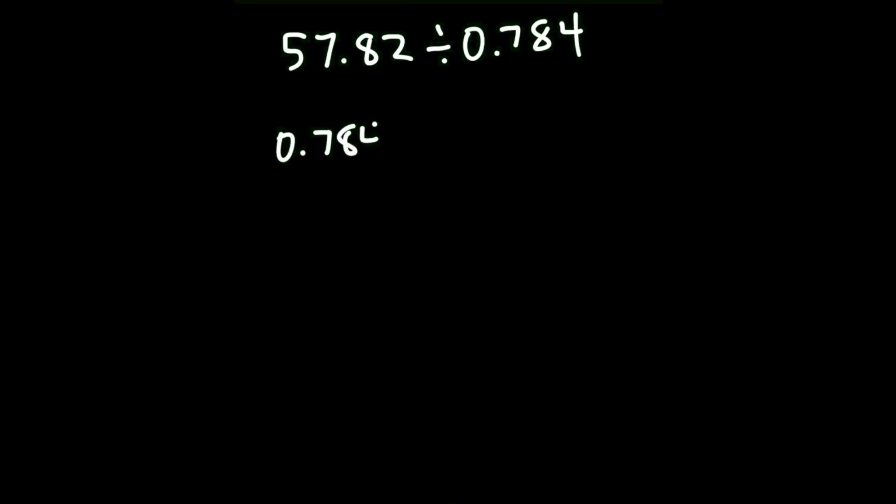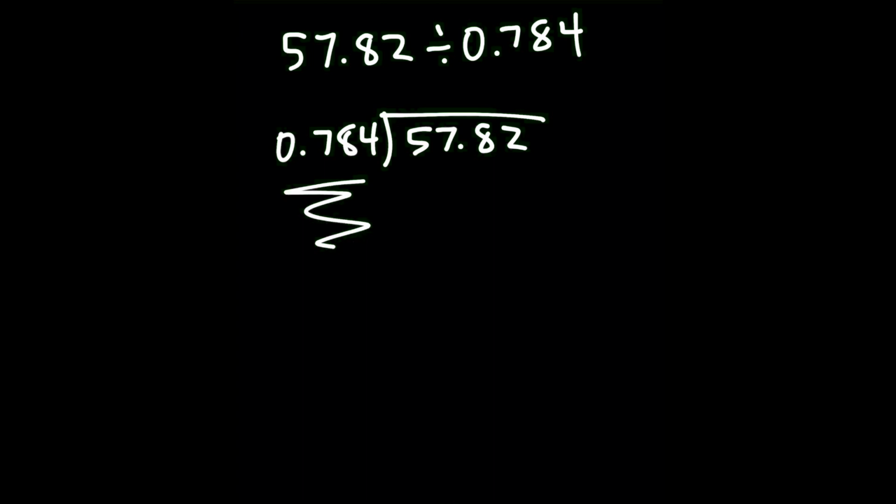Okay, let's look at 57 and 82 hundredths divided by 784 thousandths. Okay, so first I'm going to set this up for long division by putting 784 thousandths here, and then I'm going to put 57 and 82 hundredths here. So again, I want my divisor to be a whole number. So to do that, I have to multiply by 1,000 to get the decimal to move over 3 times. And I'll do the same thing here.